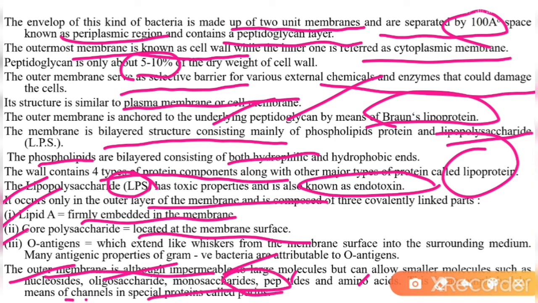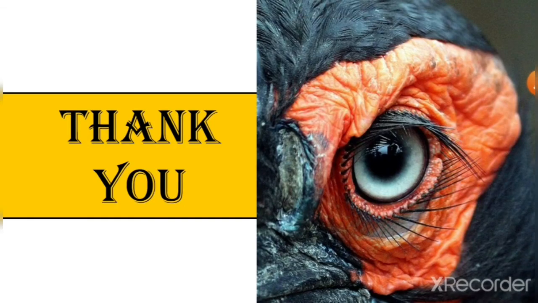So this is all about the gram-negative cell wall. So this is all about the gram-positive bacterial cell wall and the gram-negative cell wall.